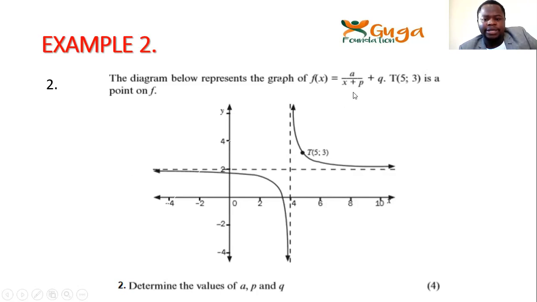Okay, and then what is your p here? Your p here is the vertical asymptote, which is at 4. So in other words, we've got p and q. So we have to calculate the value of a. So you just substitute the point (5, 3). So it will be 3 equals a over (5 minus 4) plus 2. Then you solve for a. That should be simple.